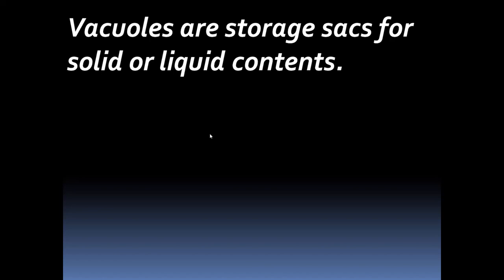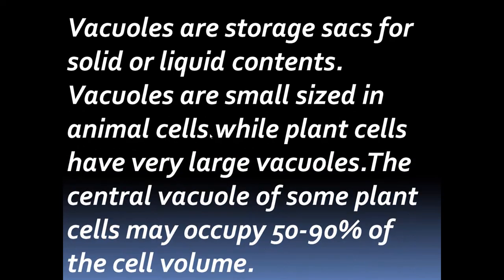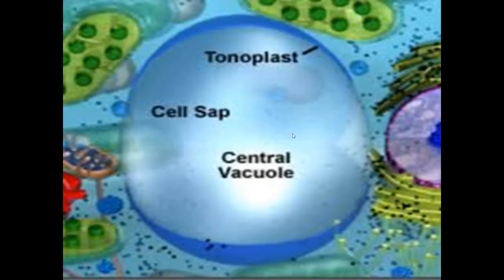Vacuoles are storage sacs for solid or liquid contents. Vacuoles are small sized in animal cell, while plant cell have very large vacuoles. The central vacuole of some plant cells may occupy 50 to 90% of the cell volume. Here is one more picture showing the vacuole along with the cell sap.